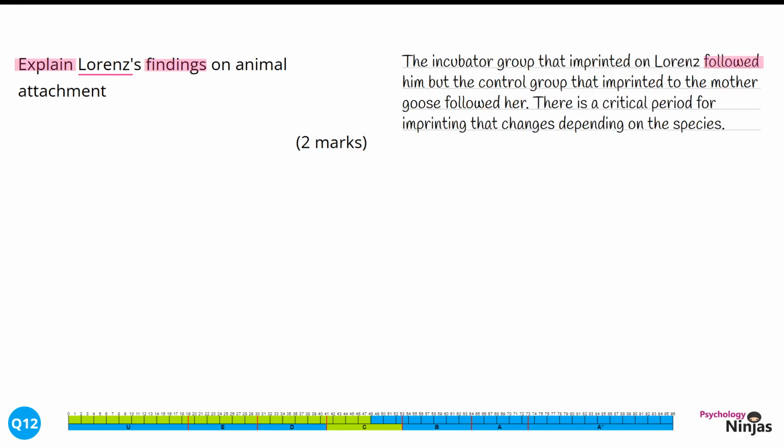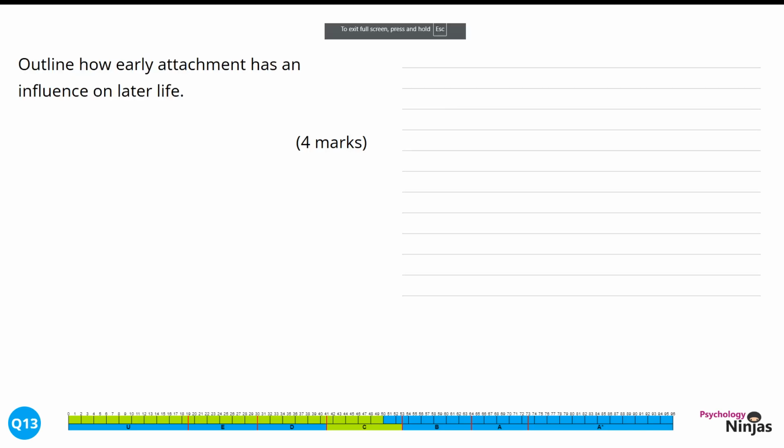There is a critical period for imprinting that changes depending on the species. We've used key psychological terminology here in terms of a critical period. So this is a time in which it has to happen in terms of attachment and imprinting specifically. And we've said that this changes depending on the species. So lots of different species were tested by Lorenz, and we know that there are different critical periods depending on that animal.